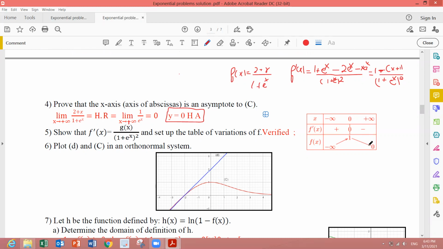So f is increasing, then decreasing. f of 0 equals 1. The maximum is (0, 1). At minus infinity, we get minus infinity. At plus infinity, the limit is 0.